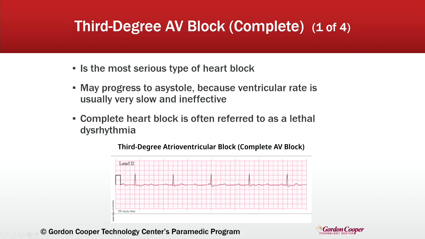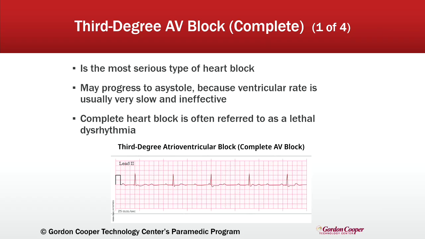So third degree, also called a complete heart block, definitely the most serious type of heart block you'll encounter. So what happens here is that the electrical impulses from the atria are completely blocked at the AV node, and the ventricles don't receive any impulses from the atria at all. So the atria and the ventricles are essentially out of sync. The atria continue to beat at their own rate, but the ventricles are left to pace themselves. So the ventricular rate is usually very slow and inefficient, which can lead to poor cardiac output, and if untreated, asystole or complete cardiac standstill.